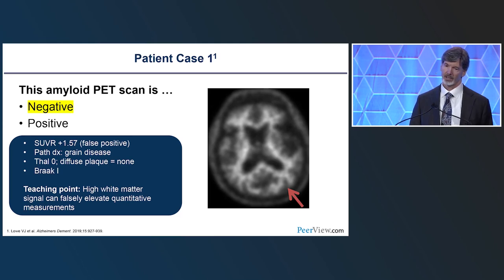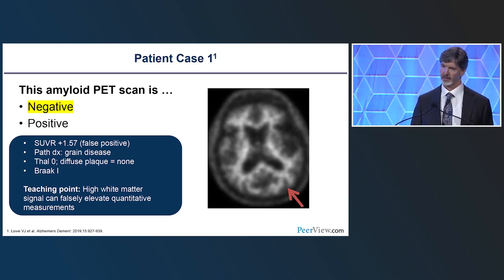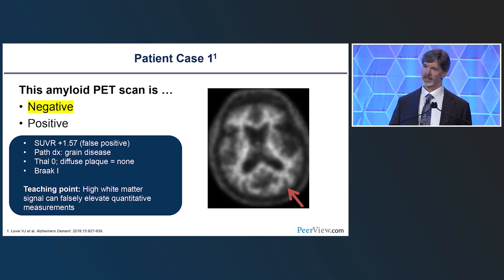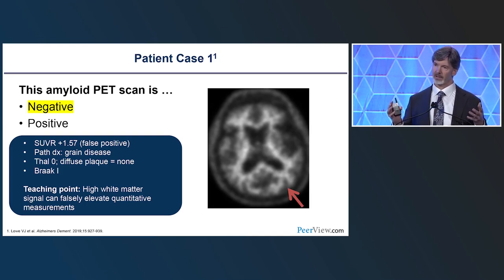The amyloid PET scan shown here is negative, positive, or you're not sure. It's negative, right? So we're seeing the good contrast between white matter and gray matter. This has a high SUVR of 1.57, so it's a false positive quantitatively. So don't put everything in the bucket of quantitation. Why are these sometimes positive? White matter signal is often diffusing into the ROIs that are measured by the quantitative program, and it elevates the signal falsely if the white matter is high.